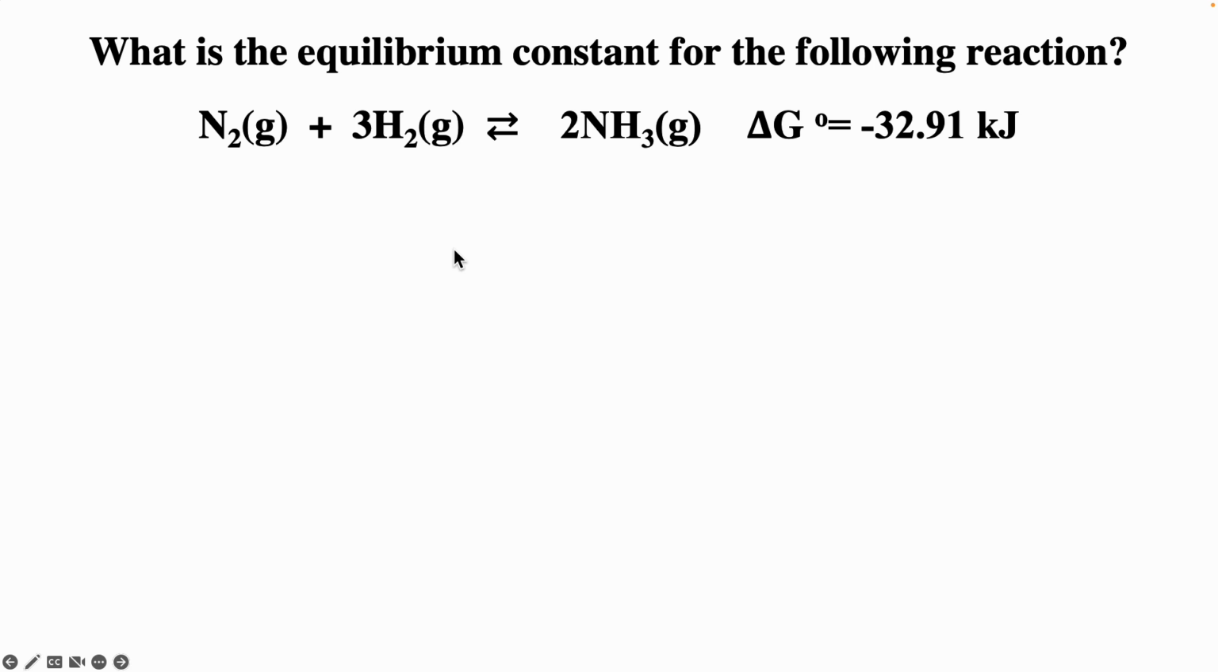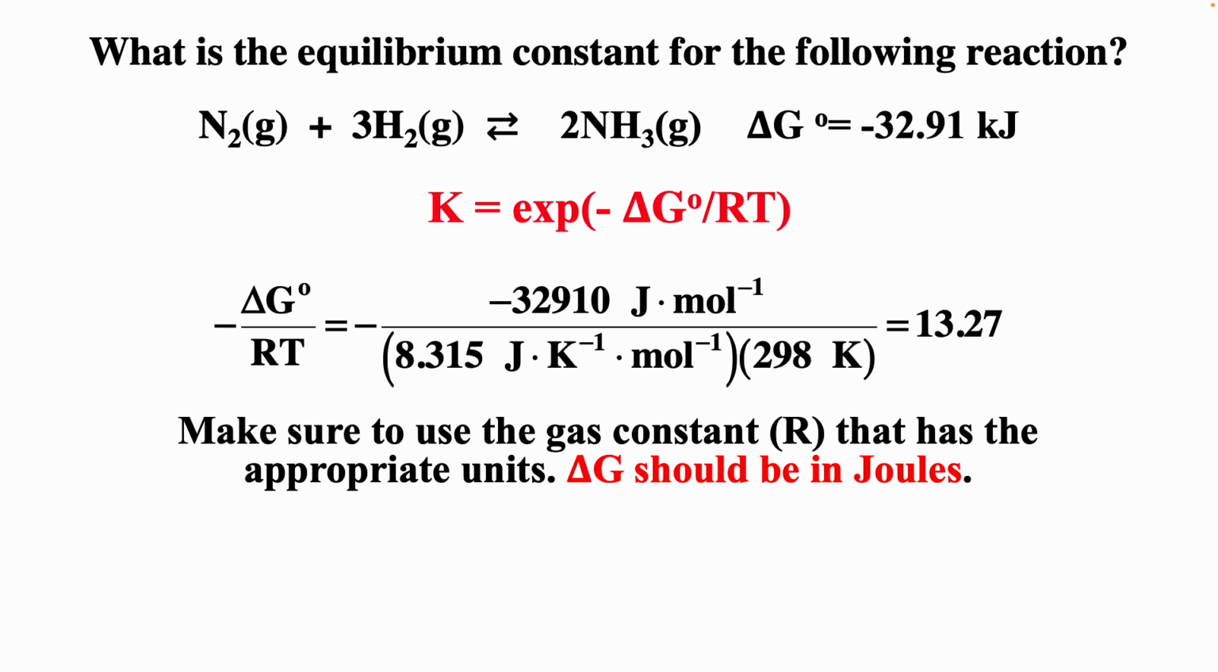And so what is the equilibrium constant for the following reaction given a delta G naught? We saw K equals e to the power of minus delta G naught over RT. Now be careful, your gas constant is often in joules per mole Kelvin, while your Gibbs energy is in kilojoules per mole. You have to make sure that you change the unit of one so that the units cancel. And so I changed my delta G to joules per mole, which moves the decimal over 3.